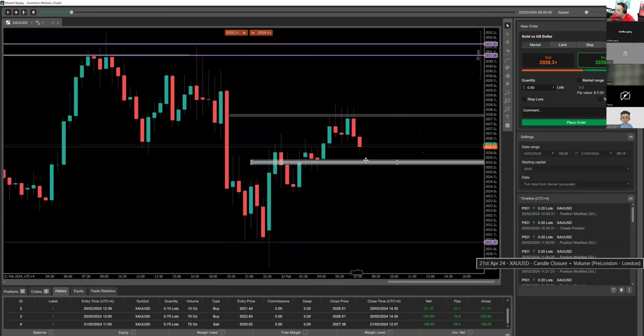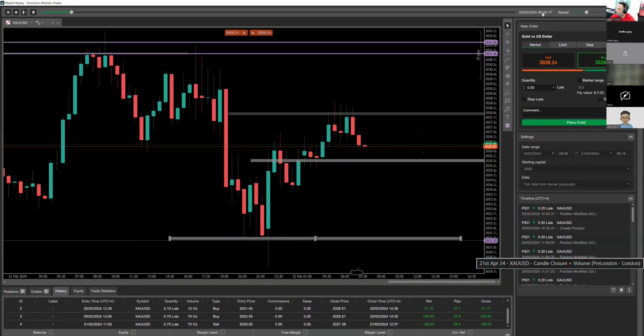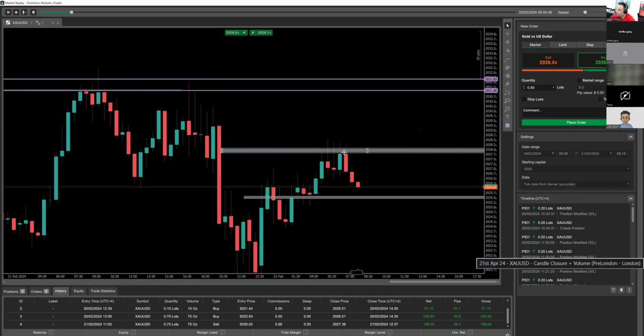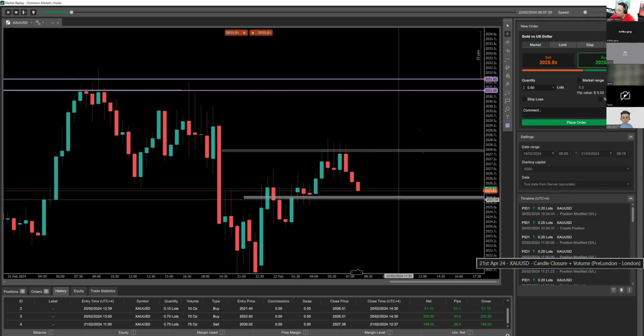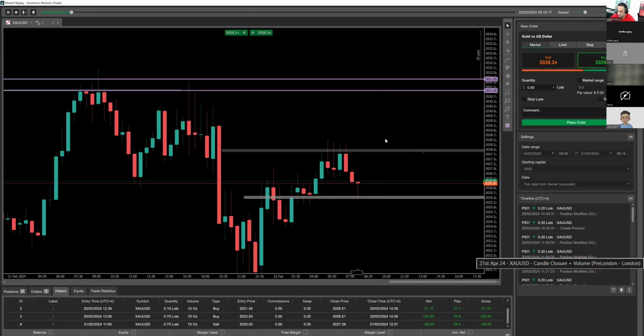Let's make it like this. Boom, copy, bring this down here. There's no support down over here. So I guess we're just going to wait it out and see how this forms, because ideally we want price to break above that resistance. This is like a 23 pip range. Yeah, we'll have to wait it out here a little bit.